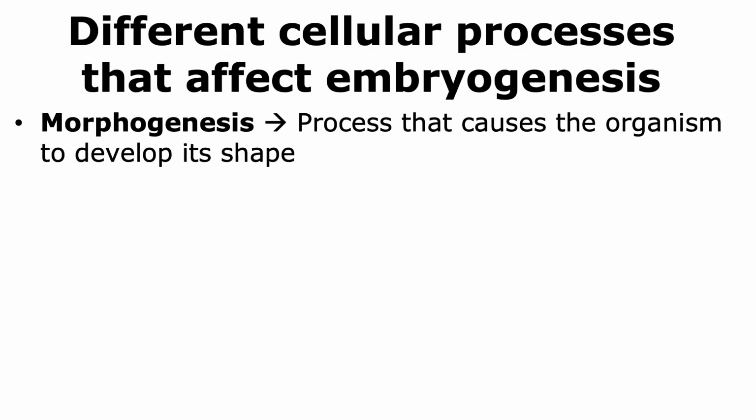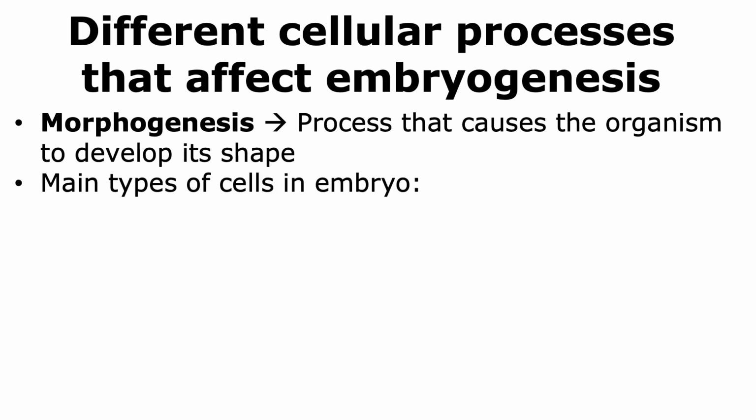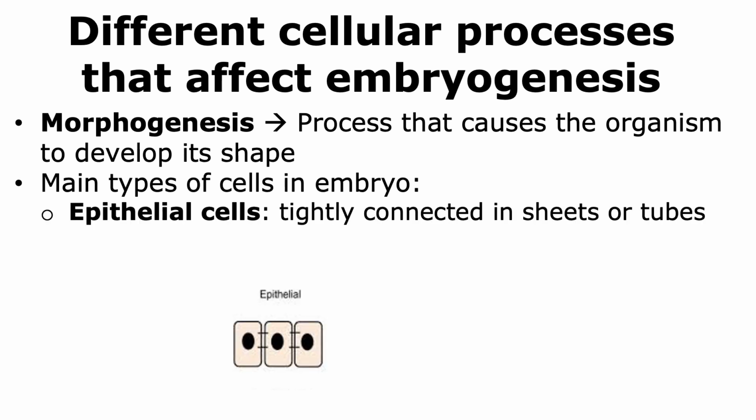Many different processes affect embryogenesis, and morphogenesis is the process that causes the organism to develop its shapes. For morphogenesis to occur, the cells of the embryo have to undergo different changes. But for that, let's first look at what are the different types of cells in an embryo. There are two main cell types in an embryo, and the first one are the epithelial cells. The epithelial cells are cells that are tightly connected and can form structures like sheets or tubes.